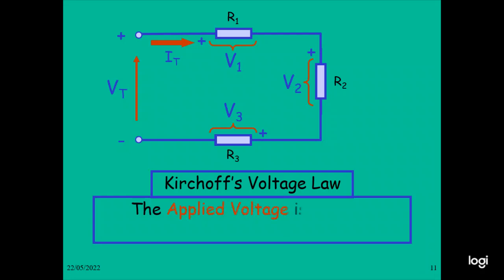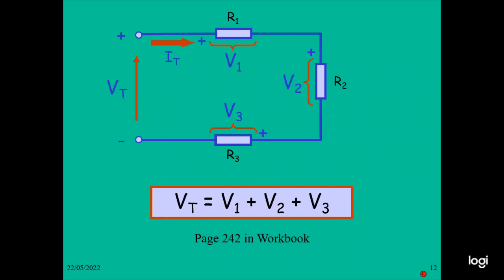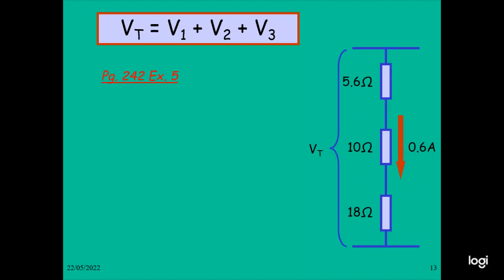Kirchhoff's voltage law: the applied voltage equal to the sum of the individual voltages. So VD is the applied voltage. Individual voltages are V1, V2, V3. So the addition of all V1, V2, V3 is equal to supply voltage VD. VD equal to V1 plus V2 plus V3.